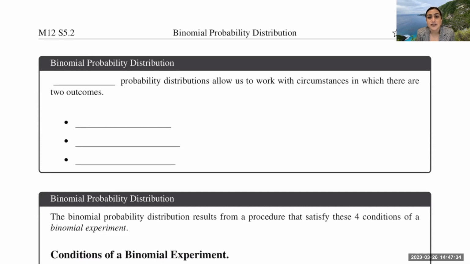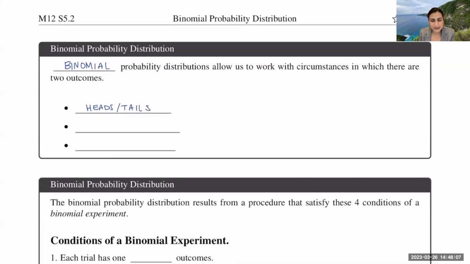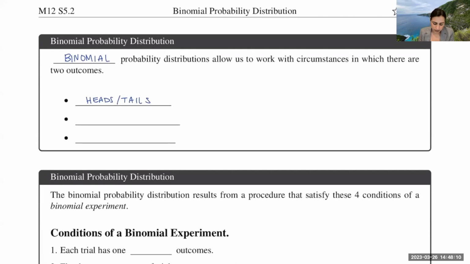And we're going to continue our conversation about probability distributions, but we're going to be working specifically with a binomial probability distribution. Binomial probability distributions are going to allow us to work with circumstances in which there are two outcomes. When you flip a coin, you can get heads or you can get tails. Does that make sense? When you plant a seed, what are the outcomes that you can have? Well, it could germinate, right? Or not germinate. Whenever we're working with circumstances where there are only two outcomes, we're going to be able to use binomial probability distribution.